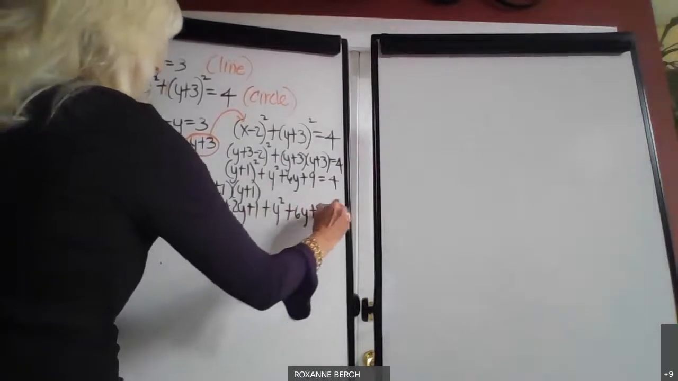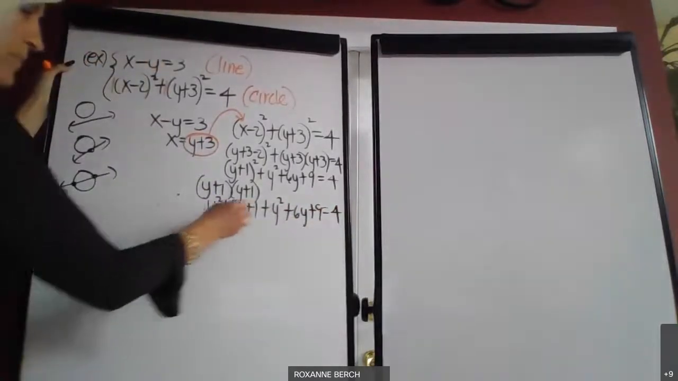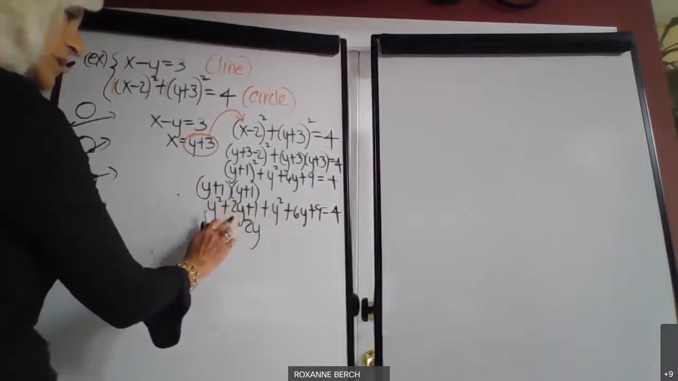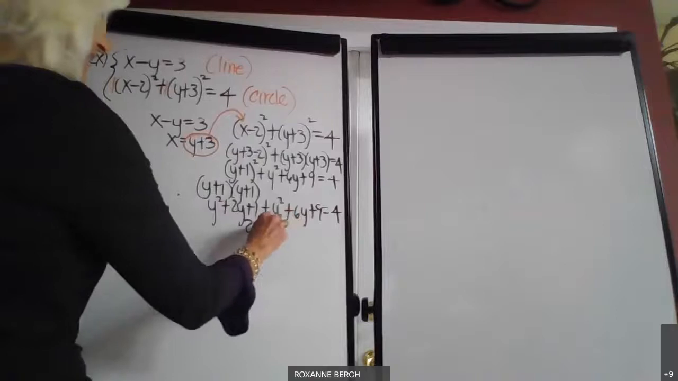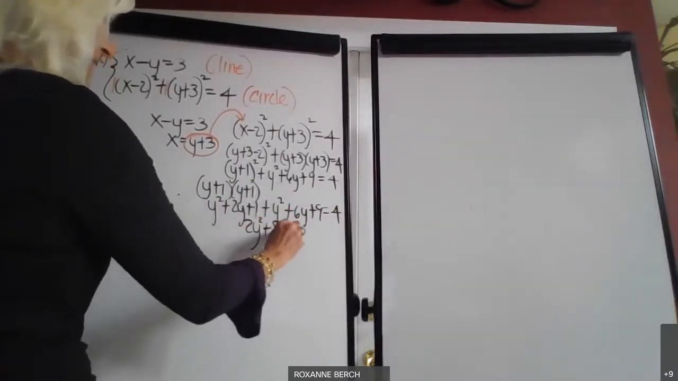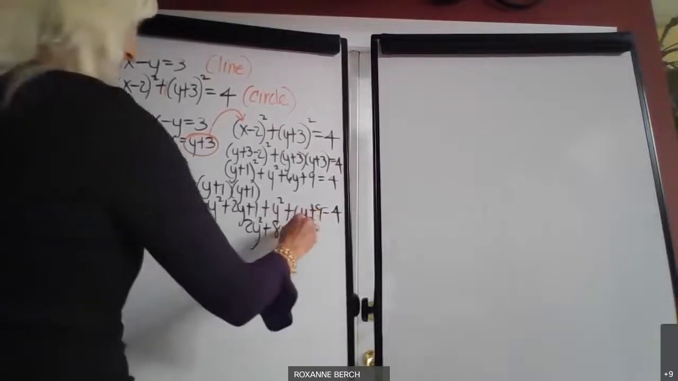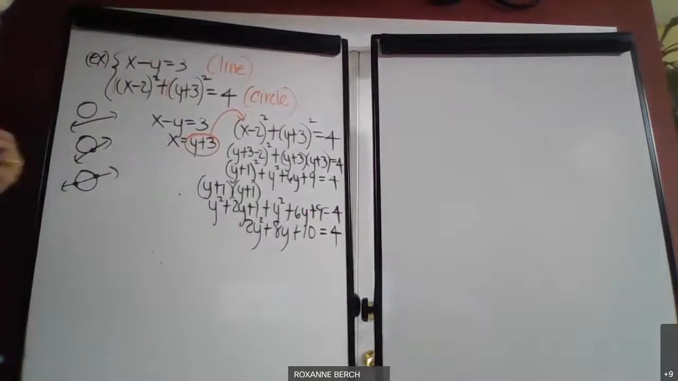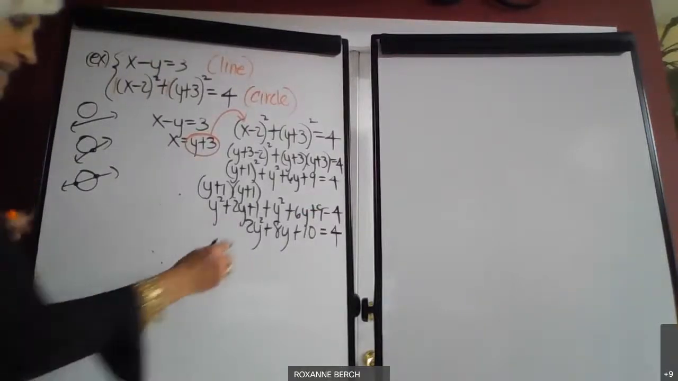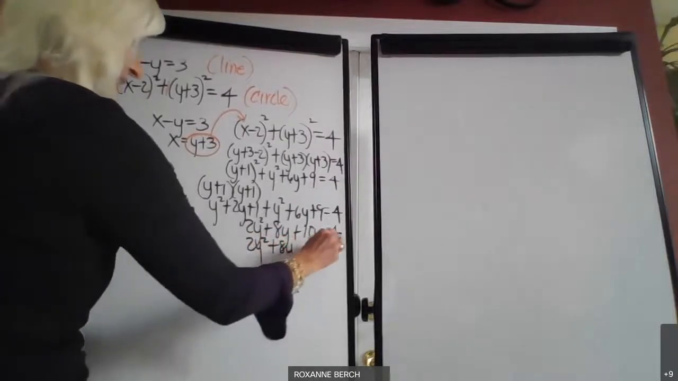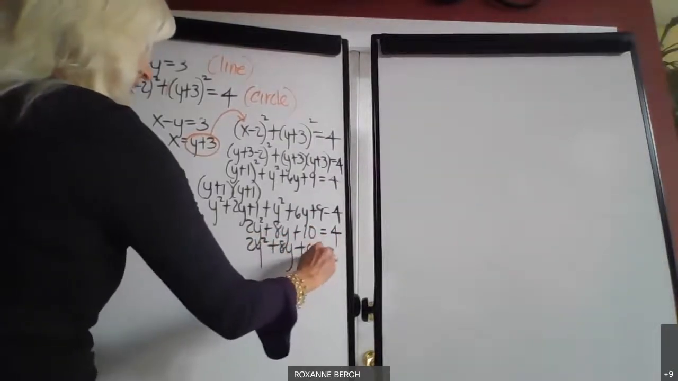A lot of work. Combine like terms. Y plus Y is 2Y. 2 plus 6 is 8Y. 2Y squared. This is 8Y. And then 1 plus 9 is 10 equals 4. You have a quadratic, so you know you're going to have to set it equal to 0. So 2y squared plus 8y, subtract 4 from both sides.